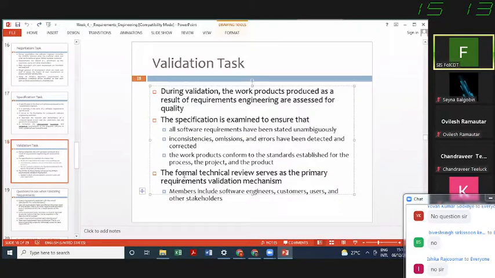And a formal technical review, as we call it, is carried out between the different stakeholders: software engineer, customers, users, and other stakeholders, to really check everything and to see whether everything is correct and there has been no omission also. So, the validation task.